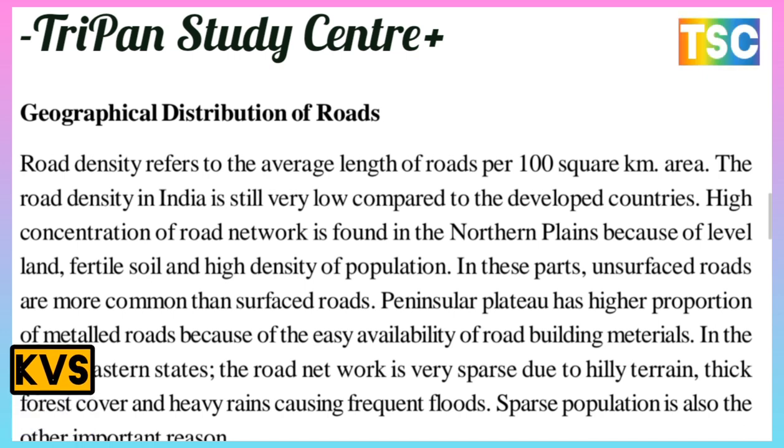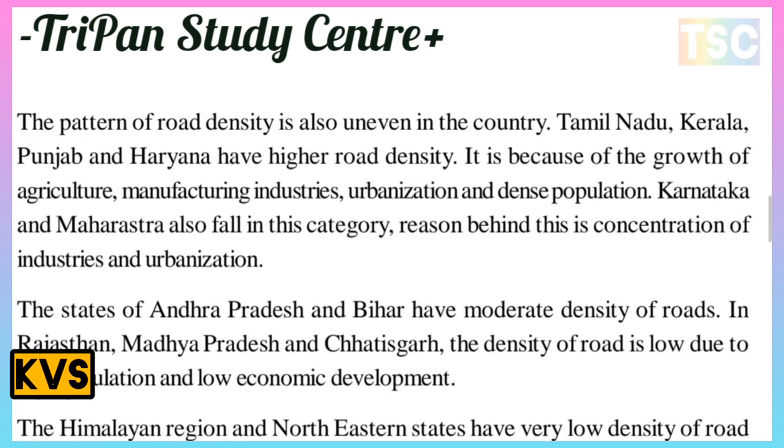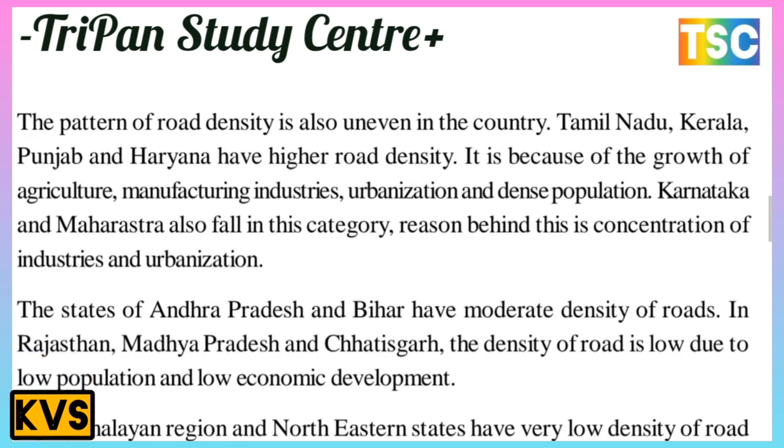In the northeastern states, the road network is sparse due to hilly terrain, thick forest cover and heavy rain causing frequent floods. Sparse population is also another important reason. The pattern of road density is also uneven in the country.